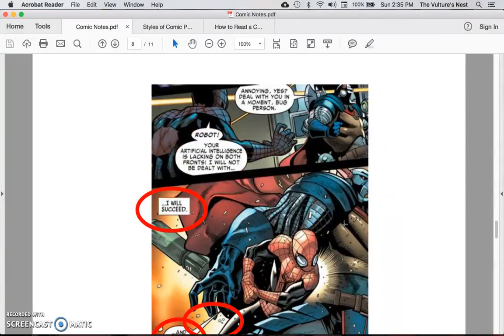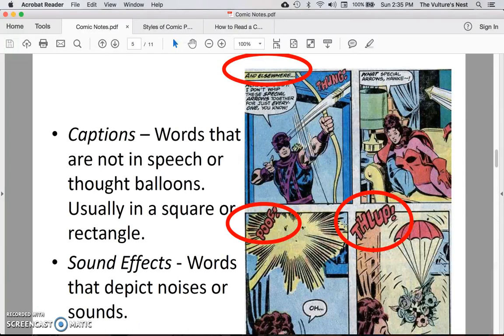All right, that was the parts of a comic. I hope you guys will be ready to get in class and get started with your own project.